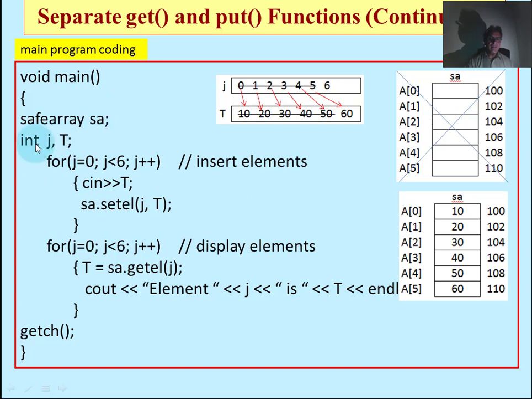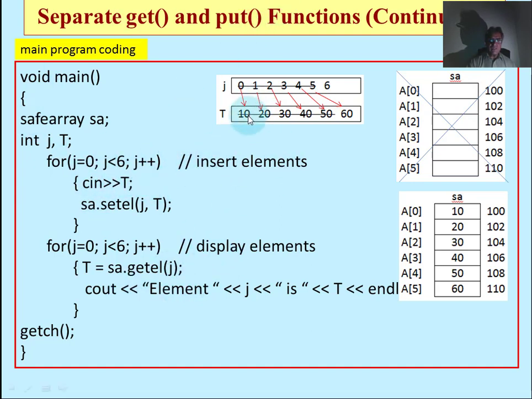Here we have two integer variables j and t. This is j and this is t. J is actually controlling the loop and t is actually getting the value from the user and storing into the array memory. So when j is equal to 0 and j less than 6, j plus plus, when j is 0, cin t, we get the value from the user and store in t.